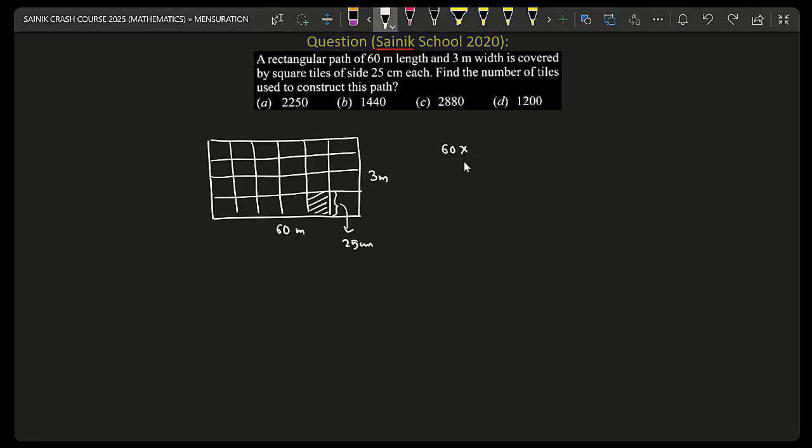Sir, meter to centimeter. Okay, 60 meters convert into centimeters. 1 meter is equal to 100. So 60 into 100, these many centimeters is the length, into breadth, 3 into 100 centimeters. Now they are in centimeters, no problem. Now divided by each tile area, 25 centimeters multiplied by 25 centimeters. Now they are both having the same units, so no problem. Now how to simplify this? Sir, 25 fours are 100. 25 into 400 and 25 into 400. Now you get the answer easily.